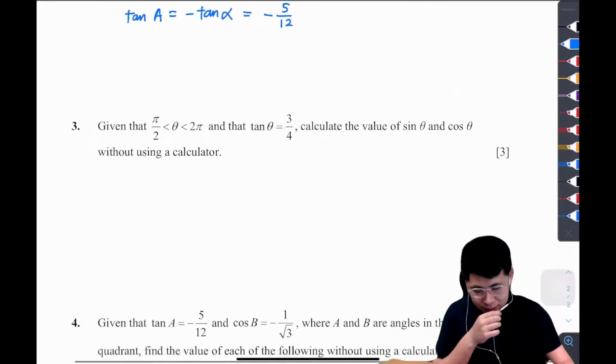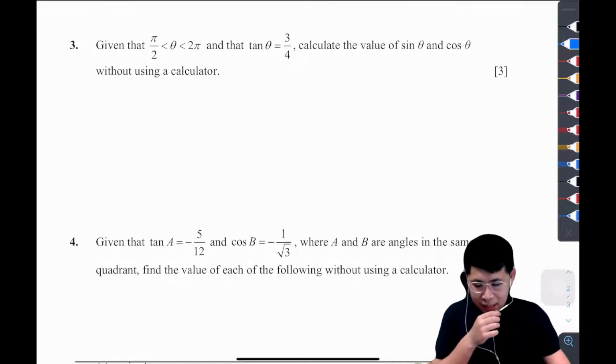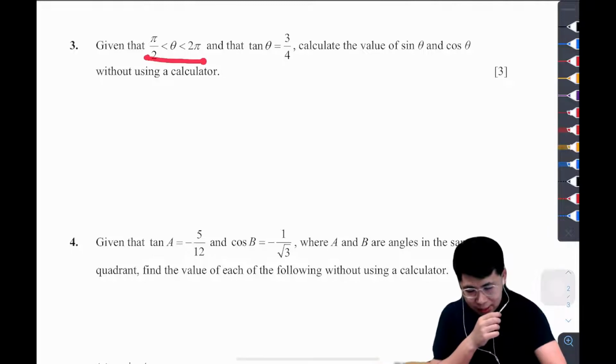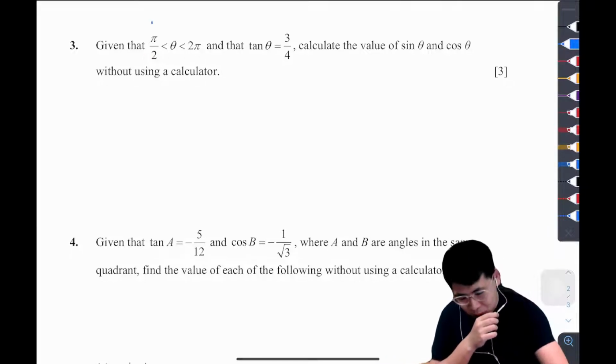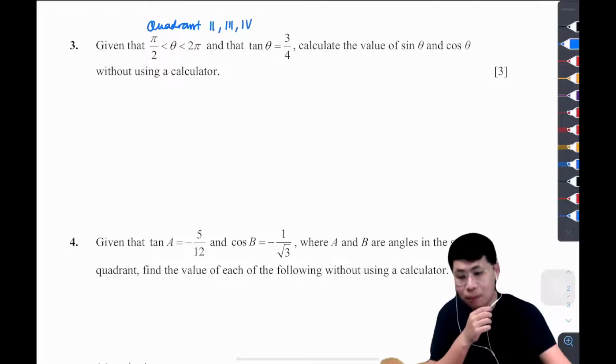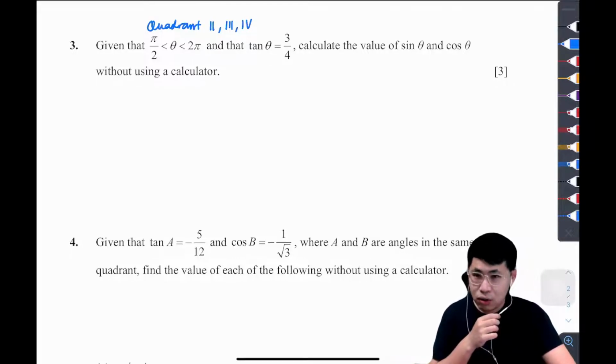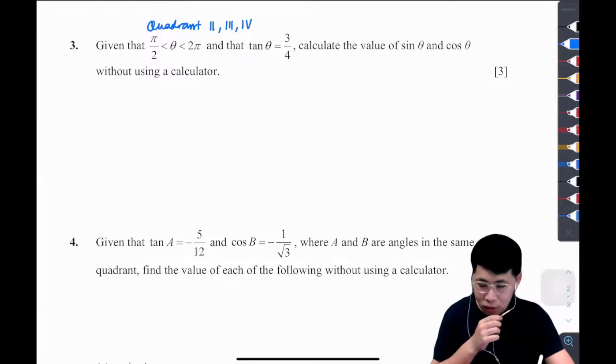Okay, next, number 3, given that theta is between pi over 2 and 2 pi, which means, okay, this sentence means it will be between quadrant 2, quadrant 3, and quadrant 4. Now then tangent theta is 3 over 4. Then tangent theta is positive, you see.